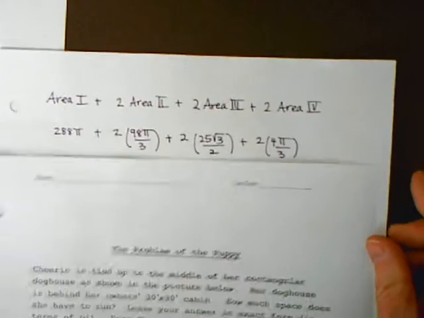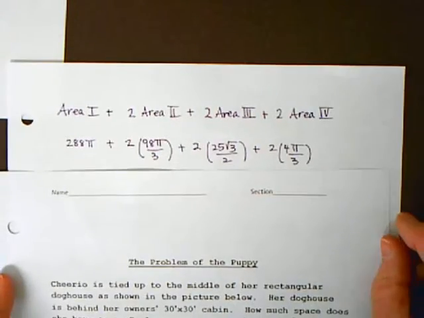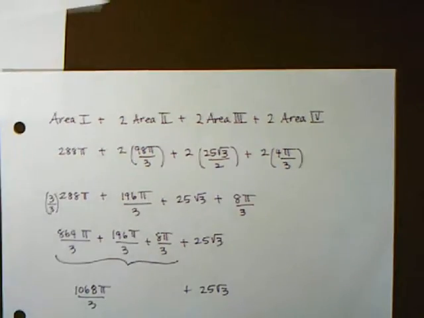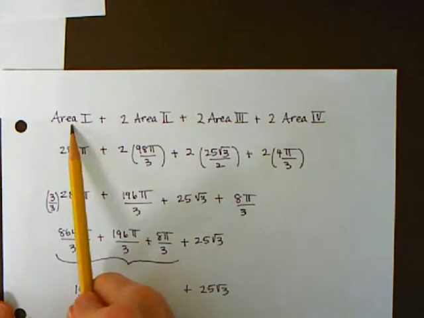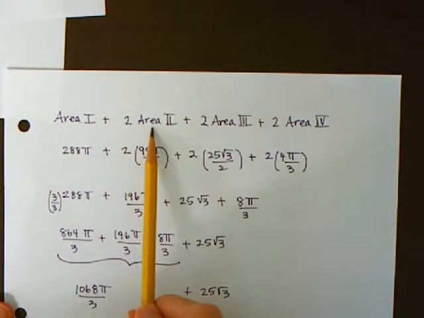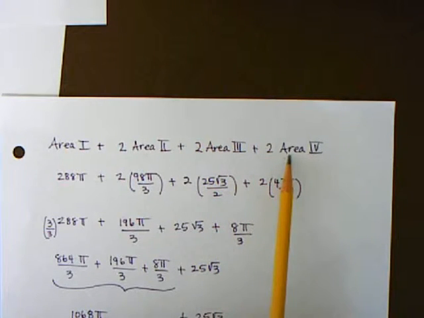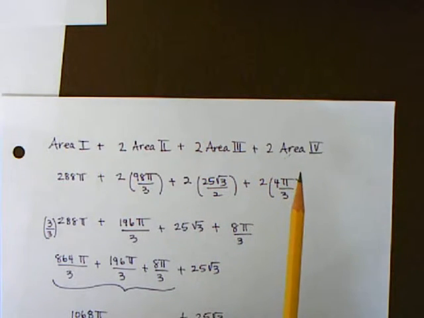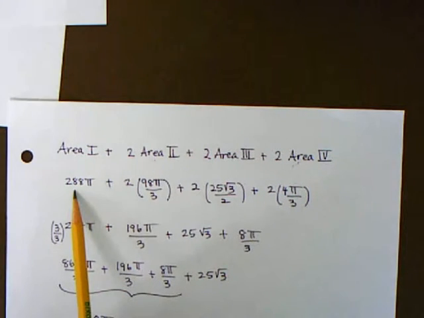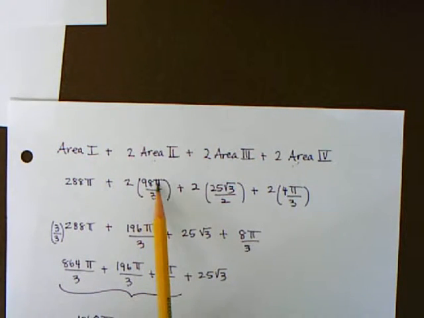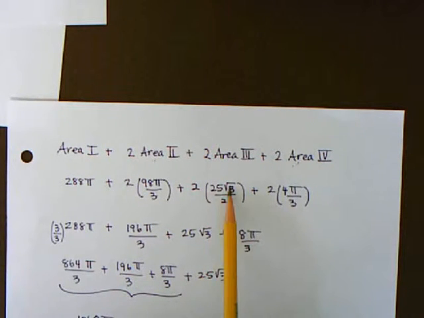Now what I need to do is add up all these areas. This is where things get hard. Okay, so I got to add up area 1 plus 2 of those area 2s, plus 2 area 3s plus 2 area 4s, because the puppy could do the same thing on both sides of the building. So area 1 was 288, area 2 was 9 pi over 3, and I need 2 of them. Area 3 was 25 radical 3 over 2, and I need 2 of them. Area 4 we figured out was 4 pi over 3, and I need 2 of them.